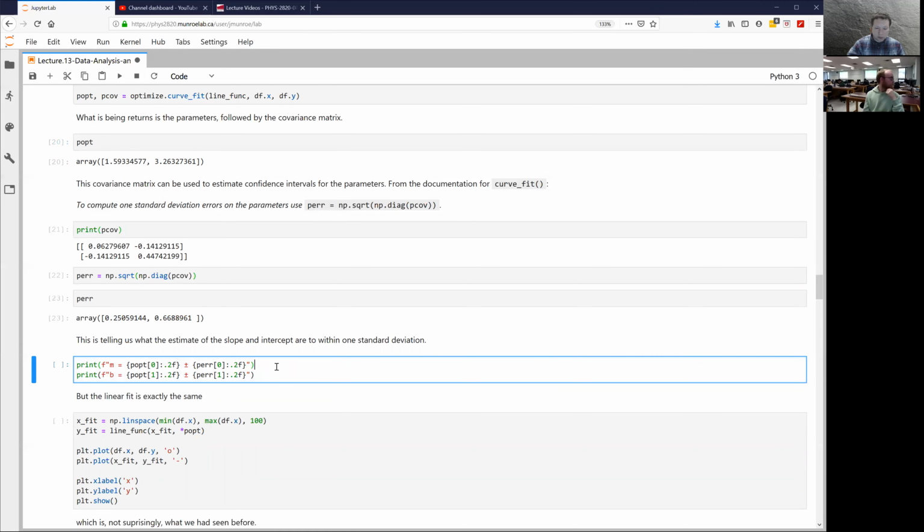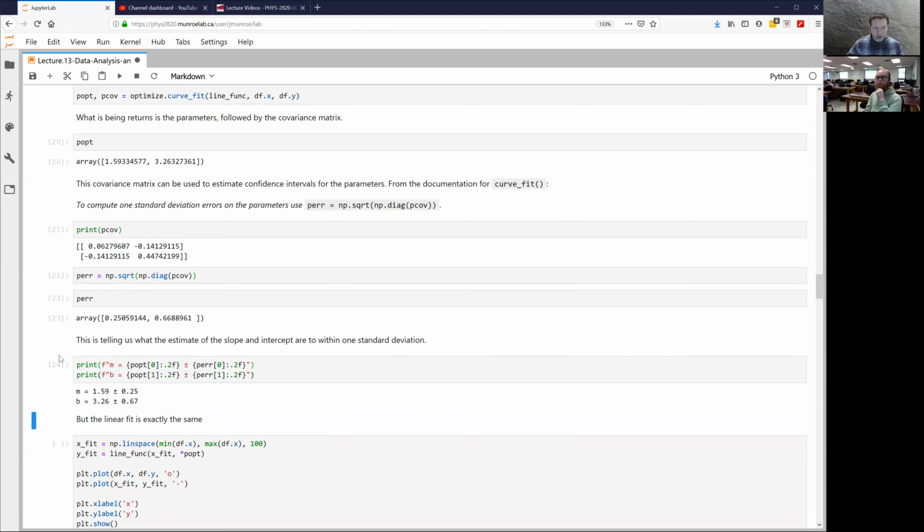And I'll give you some code just to write that out so you can see it. The slope is 1.59 plus or minus one standard deviation of 0.25. B is 3.26 plus or minus, in a one standard deviation sense, 0.67. That's what this more advanced statistical technique is giving you: some information on the error bounds. You can do this also with pen and paper, but this function gives you that additional information.